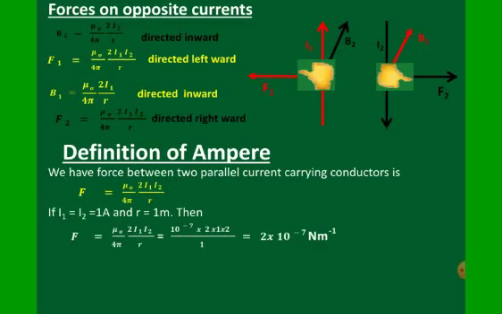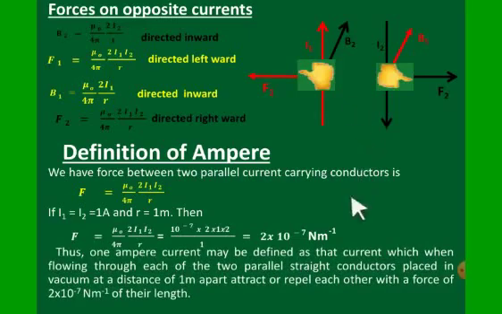Then we can simply define 1 ampere as that amount of current which, when flowing through each of these two parallel conductors placed in vacuum at a distance of 1 meter apart, attracts or repels each other with a force of 2 into 10 to the power minus 7 Newton per meter of their length. This phrase 'of their length' is very much required because this force is force per unit length of that conductor.